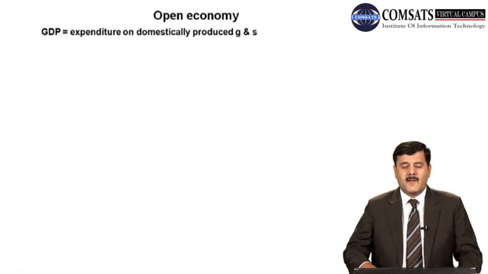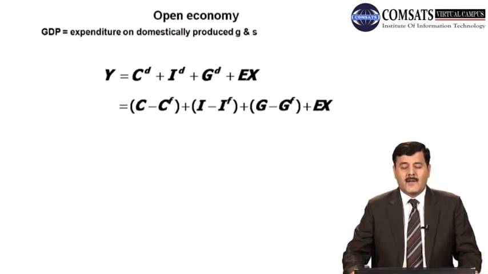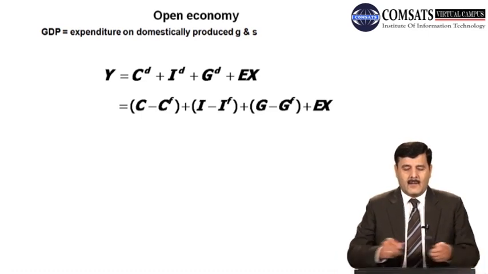Now, GDP basically is the expenditure on domestically produced goods and services in the economy. And in the previous lectures, if you remember, we made an identity called the national income identity, and that was Y is equal to C, domestic consumption, plus domestic investment, and then domestic government expenditure. And if we add up the net export in that, it will give us basically the GDP of an economy. So this can be written as we have said in the previous slides.